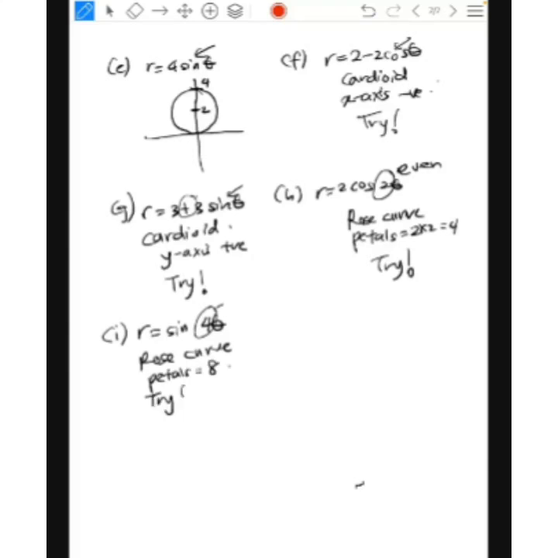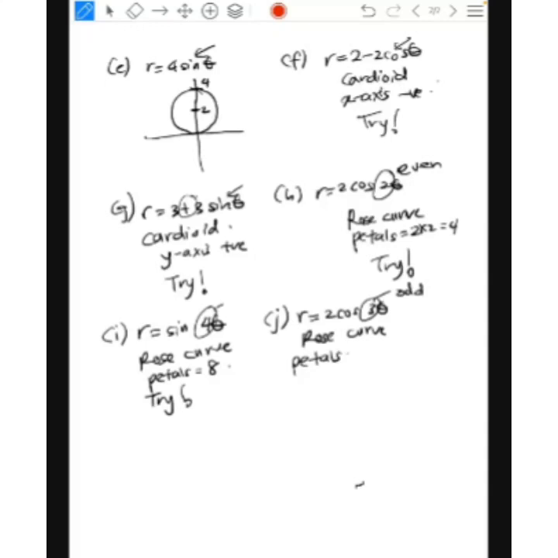J. J is what? J is r equals 2 cos 3 theta. So again 3, so rose curve. But now it is odd. Okay, if it's odd, it means the petals should be 3 only, not times 2. Times 2 is only for even. Okay, so you try.